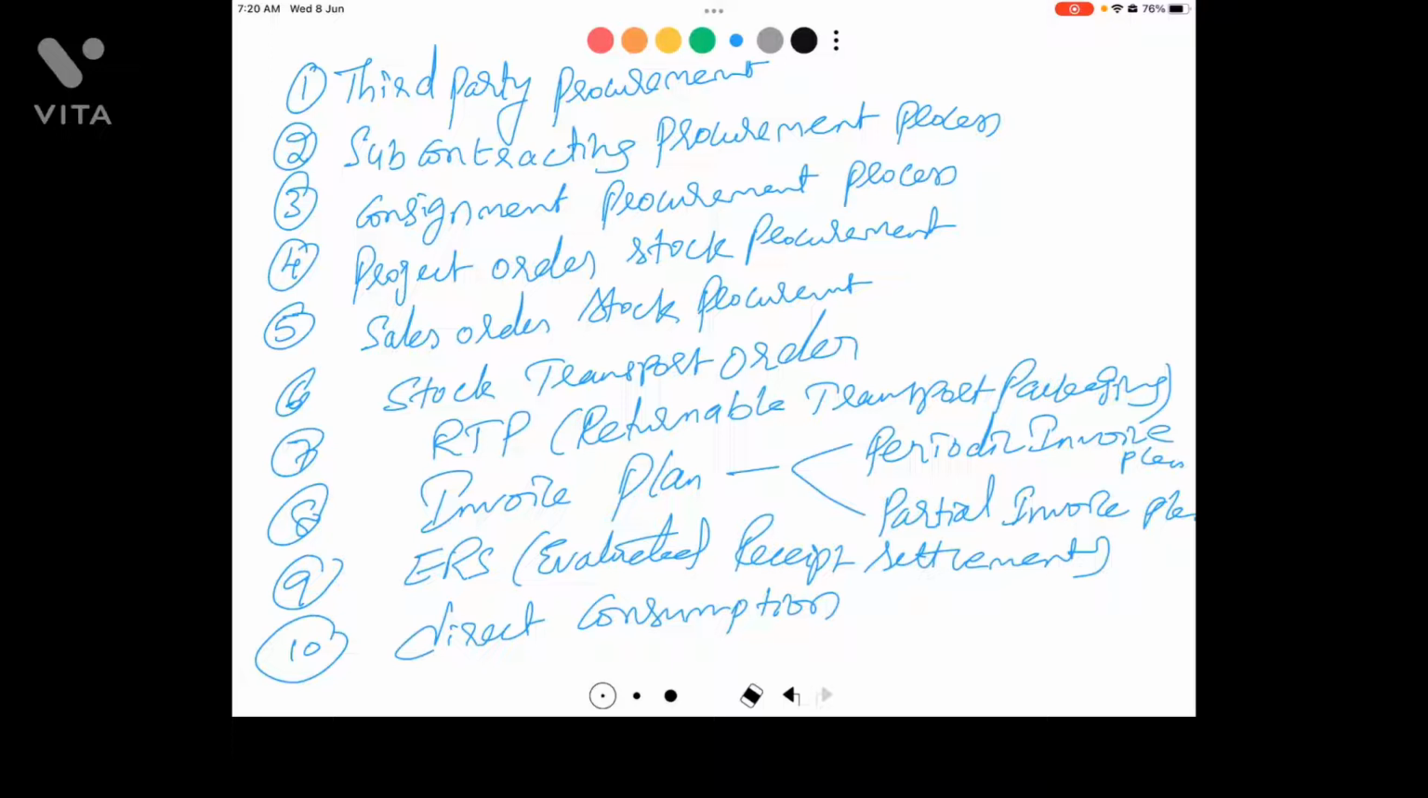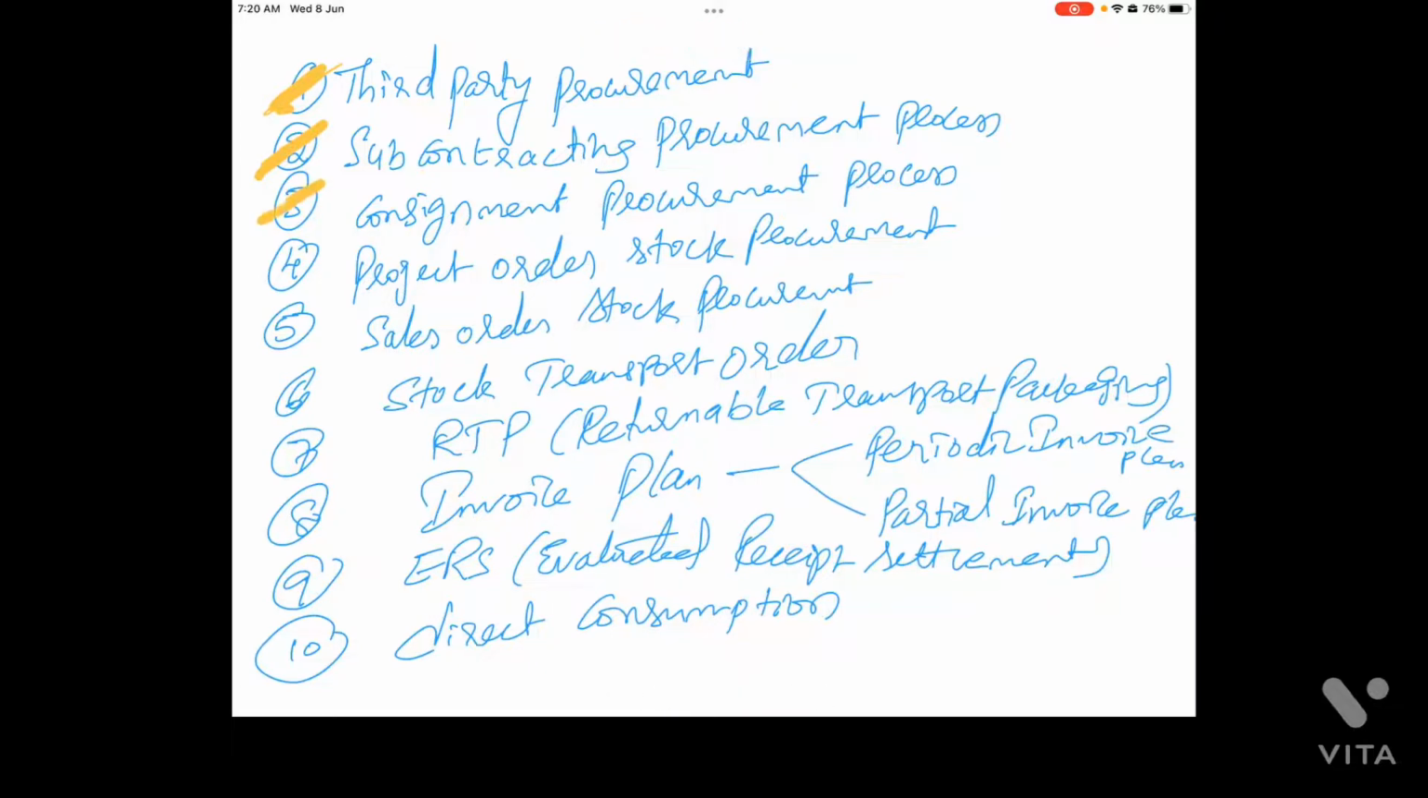Let's see what the very important special stock procurements are. We should know about the third party procurement process. It's very important. And we should know about the subcontracting process, the consignment procurement process, and the STO process. Out of all of these, these four are very important in procurement.